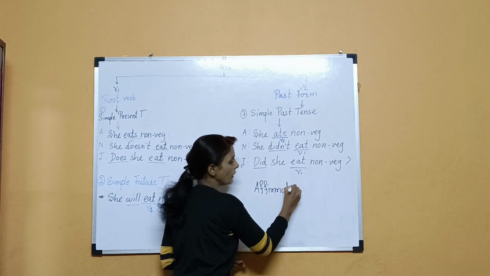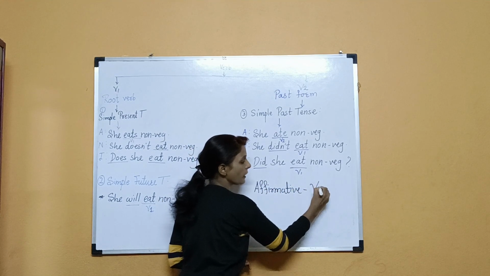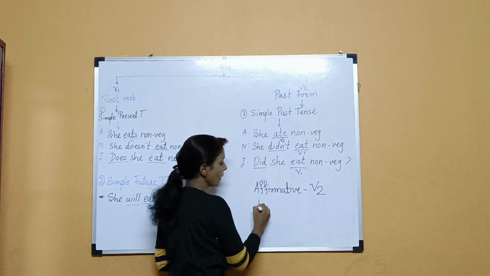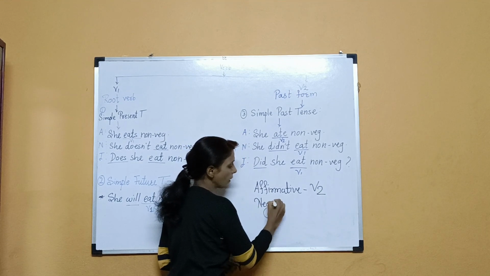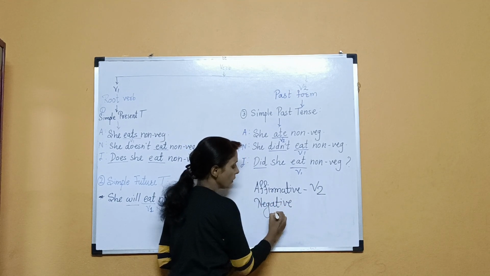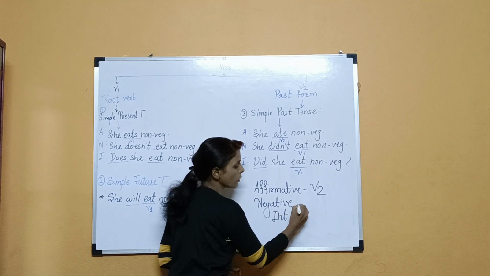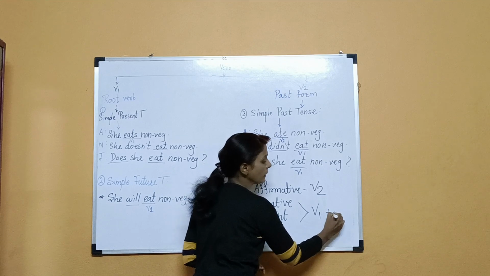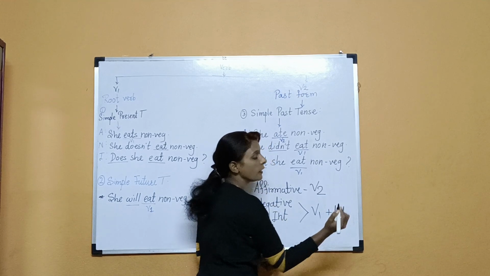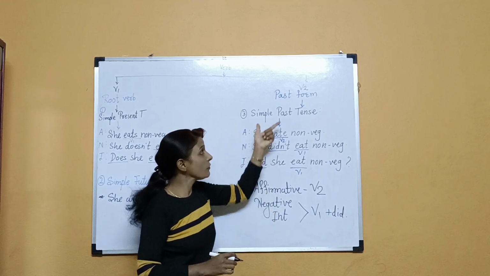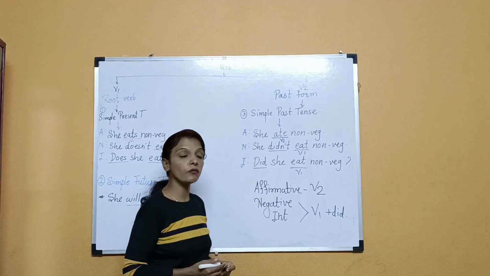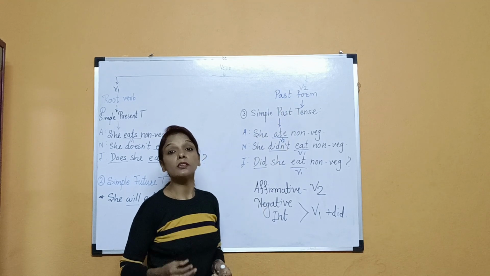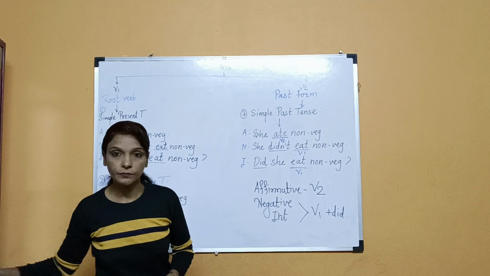So in simple past, only the affirmative sentence carries the V2 form, and negative and interrogative sentences carry the V1 form with did. That is V1 and V2. So we'll go further. I will teach you the third form, V3.